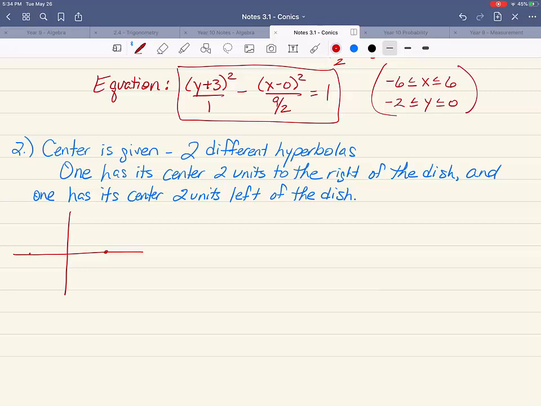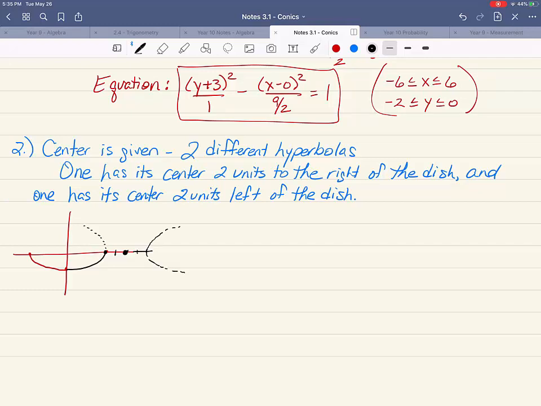Here's our 6, here's our negative 6, here's our negative 2. Because it's two different hyperbolas, I'm going to draw it in two different colors. I have a hyperbola piece over here, and then another hyperbola piece over here. The center of the one on the right is 2 units to the right. So here's the center of the black hyperbola. That means this hyperbola looks something like this. It goes up like that, and there is another piece over here.